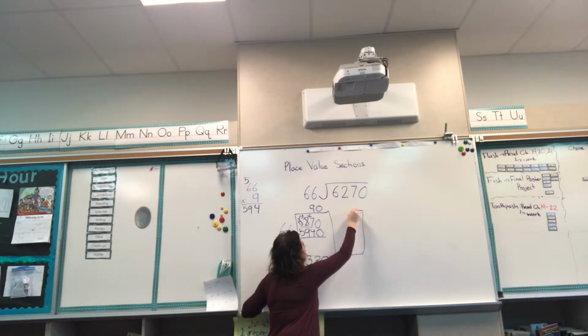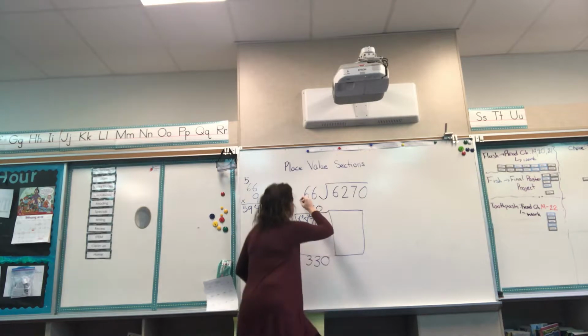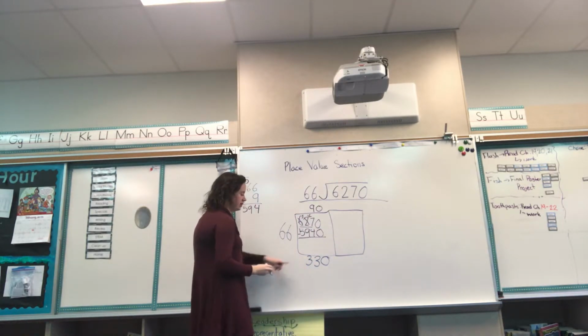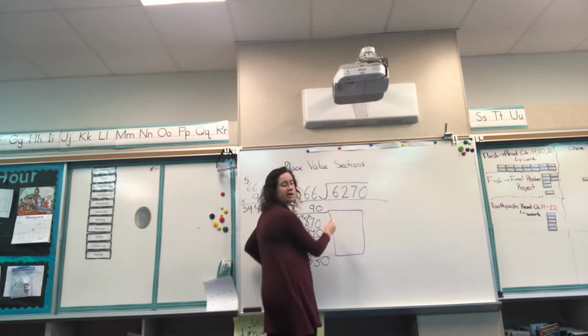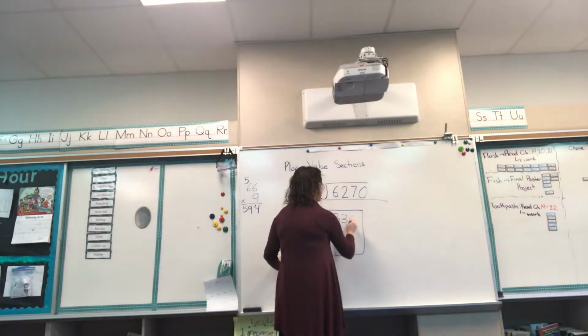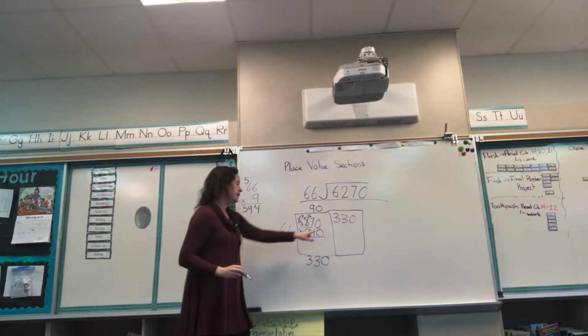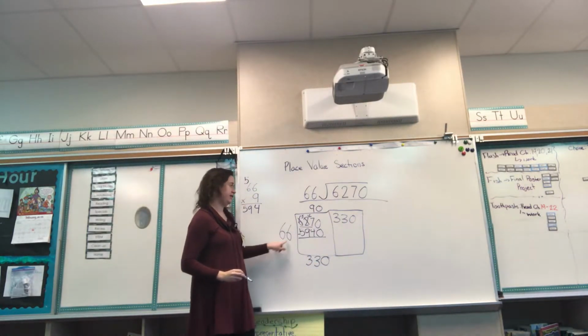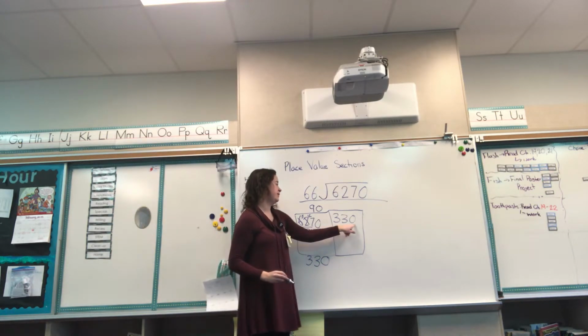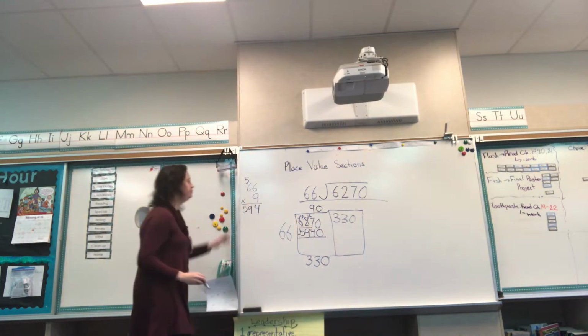I go over and I make another rectangle, so this is my problem up here, okay? I make another rectangle because I have leftover numbers I need to deal with. So I carry 330 over. I know that 66 cannot go into 3. I know that 66 cannot go into 33. So I know I'm going to be working with this full number, 330.